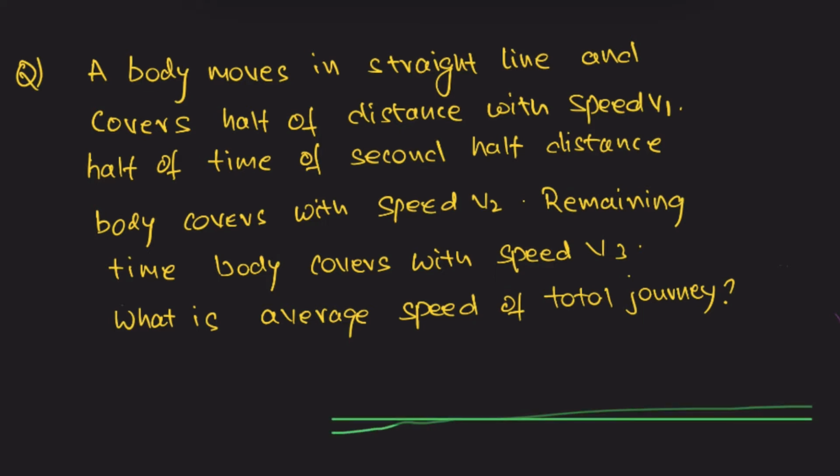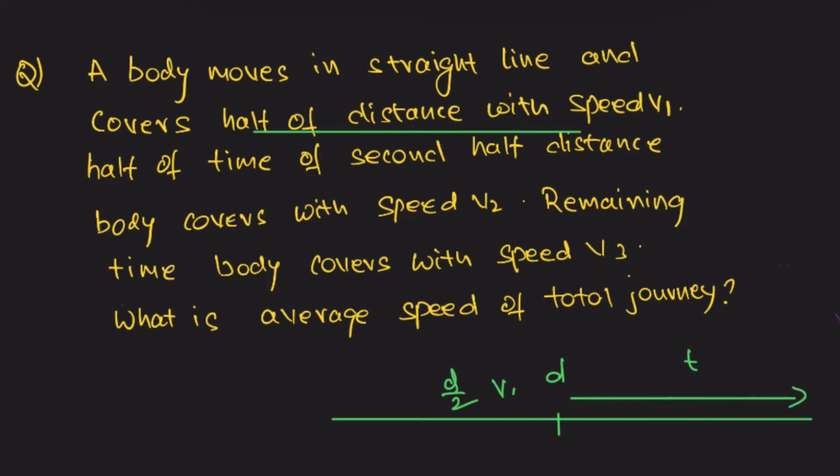See from the data that is given, the body is moving in a straight line. I take the total distance as d. Half of the distance, d by 2, it covers with speed v1. In the remaining half distance, suppose it takes a time t to complete this remaining distance, that is d by 2. Half of the time it covers with speed v2.